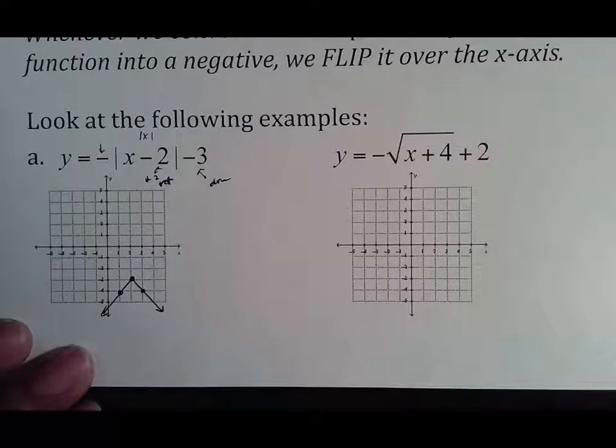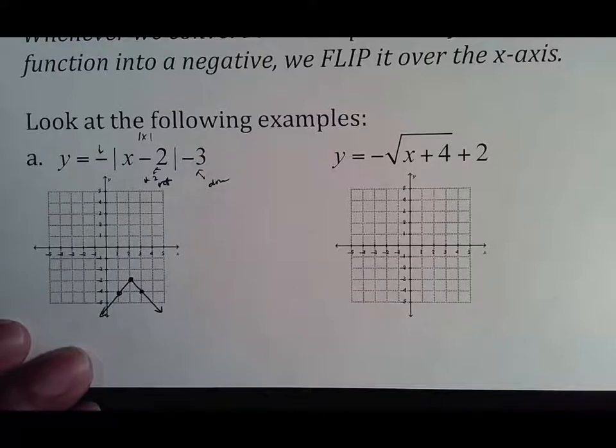So again, the negative flips it. Hopefully you've written that down already. The negative flips it upside down. That's all it does. Whatever graph you have, whenever you would go up, you go down instead. Whenever you go down, you go up instead. Check out the next one.